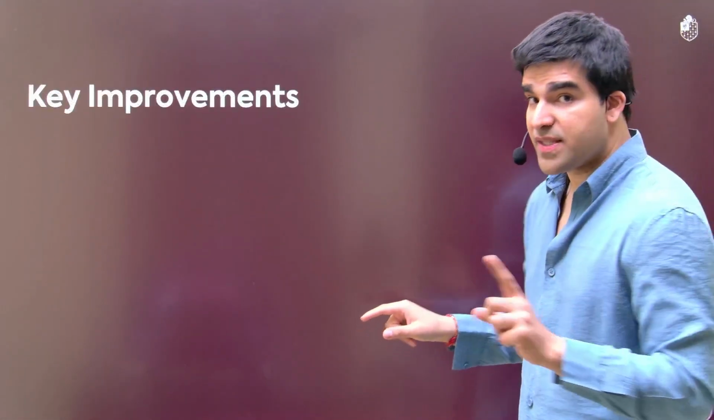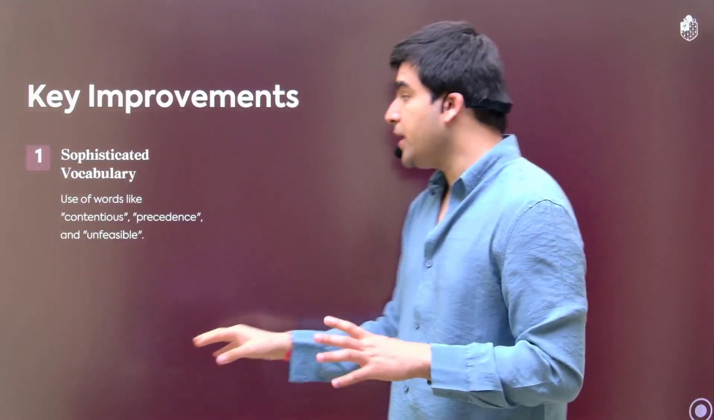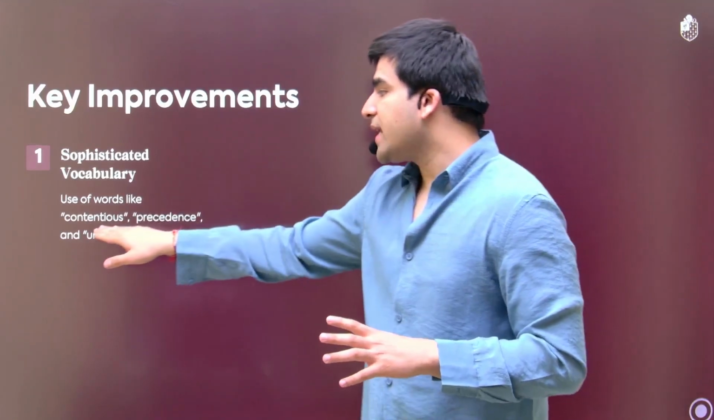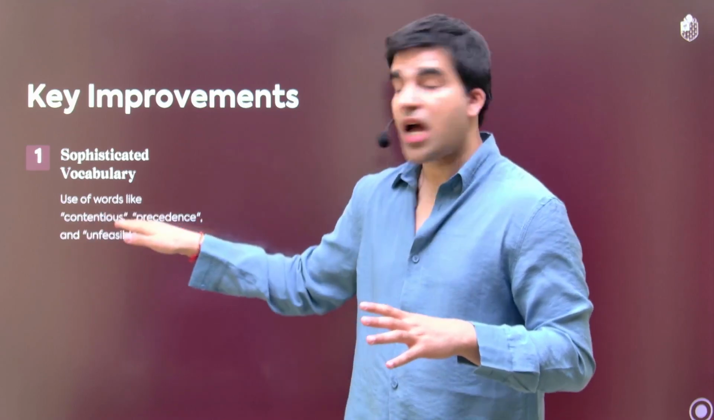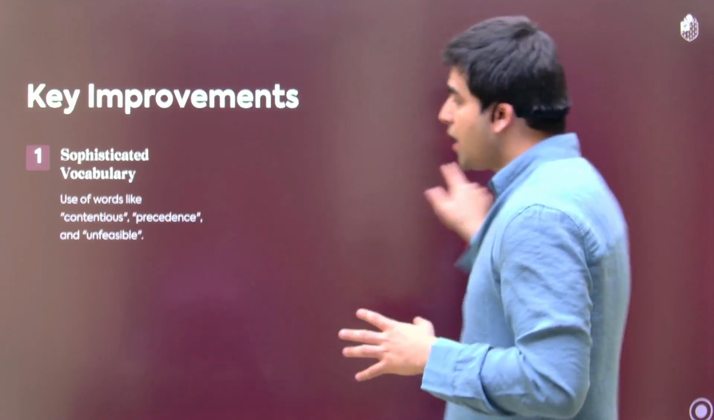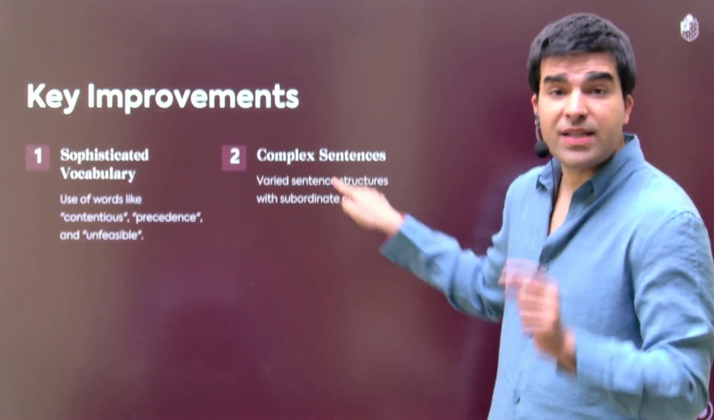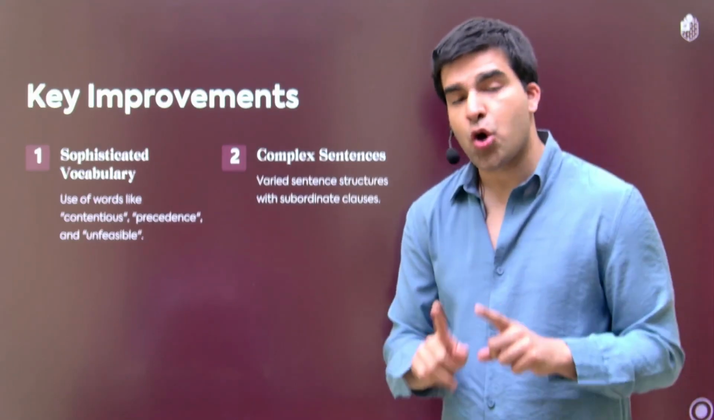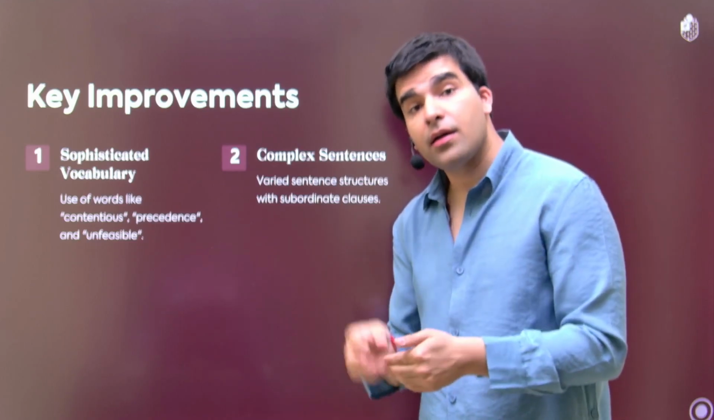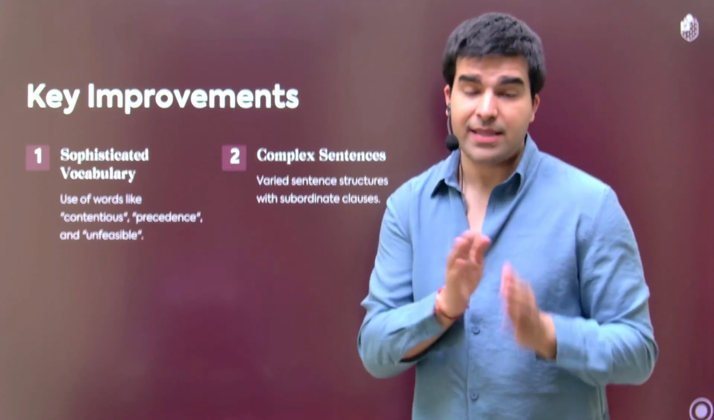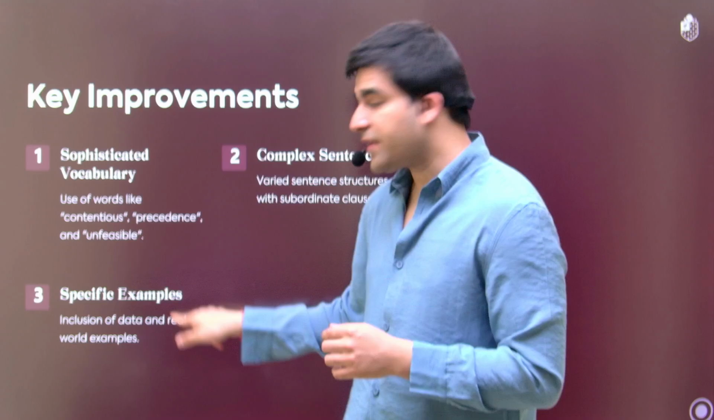So the key improvements are, number one, use sophisticated vocabulary. Use words like continuous, precedence, and unfeasible. After that, use complex sentence structures. Simple sentences are not wrong. You've got to use simple sentences with complex sentences. That's very, very important. Finally, specific examples.